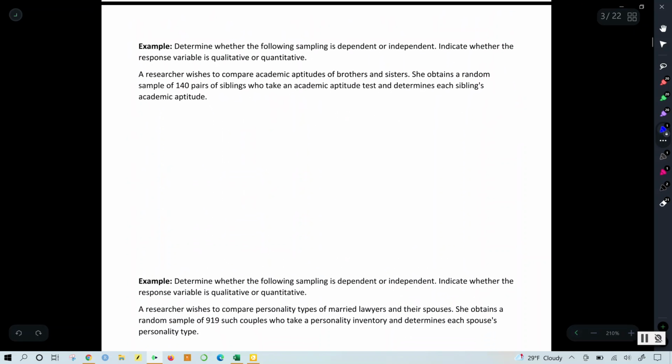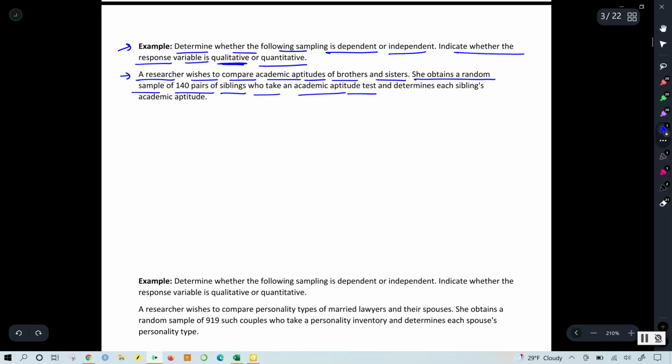Let's take some more examples on this, just to make sure that we bolster our confidence in understanding this concept. So, in this example, we are to determine whether the following sampling is dependent or independent. Indicate whether the response variable is a qualitative variable or a quantitative variable. This is the scenario. A researcher wishes to compare academic aptitudes of brothers and sisters. So she obtains a random sample of 140 pairs of siblings who take an academic aptitude test and determines each sibling's academic aptitude. What do you think?